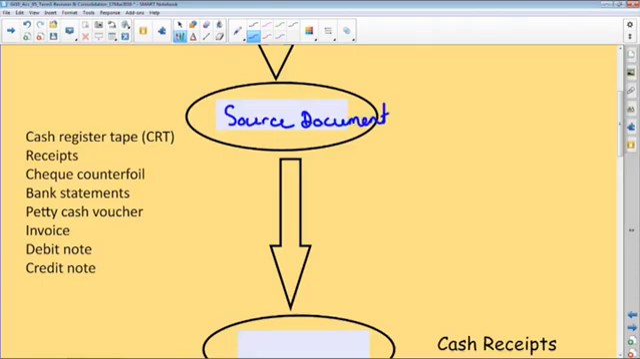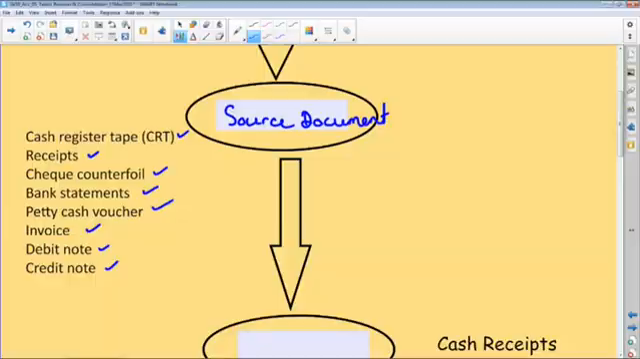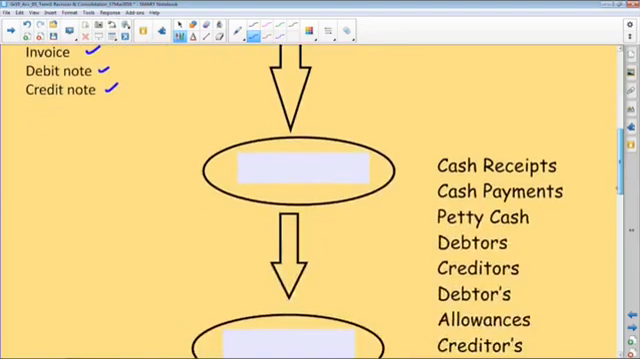And what source documents do we get? Can you remember them? We have a cash register tape or cash register roll. We have receipts. We have the cheque counterfoil. We have bank statements. We have a petty cash voucher. We have invoices. And remember, we will keep the duplicate invoice when we sell goods. But when we buy goods on credit, we will get the original invoice. And now lastly, you'll have your debit notes and your credit notes. I hope you can remember where to take these source documents to. Then we are looking at your journal. That's your third step. So your journals, and what journals do we have again?